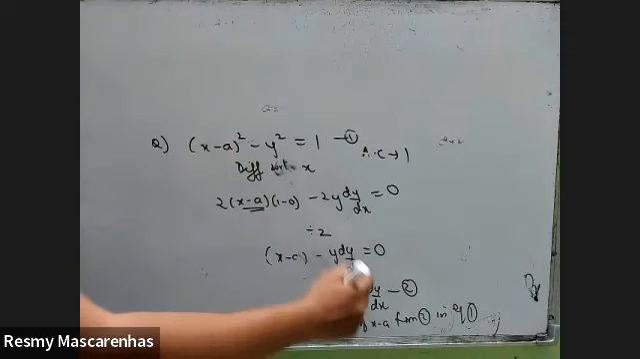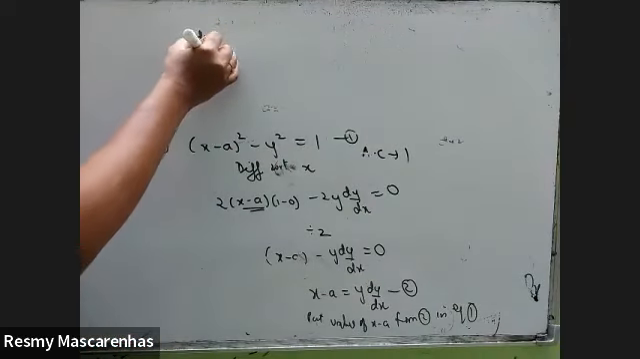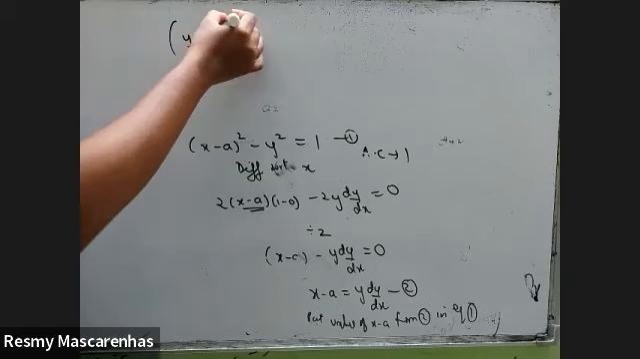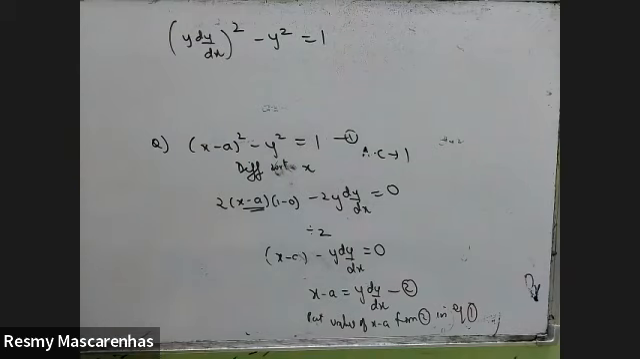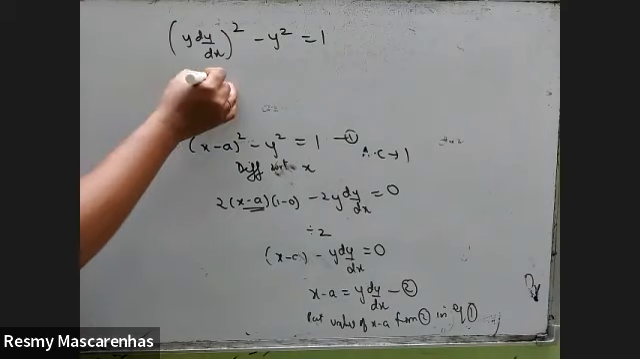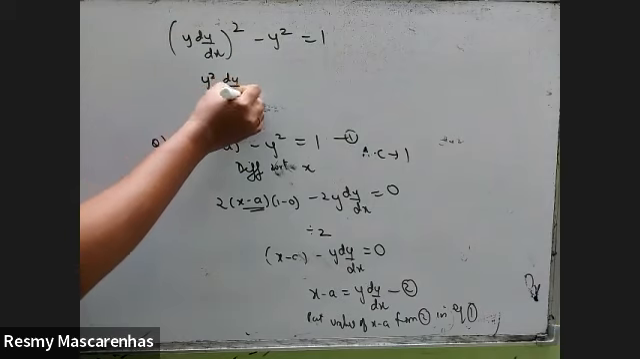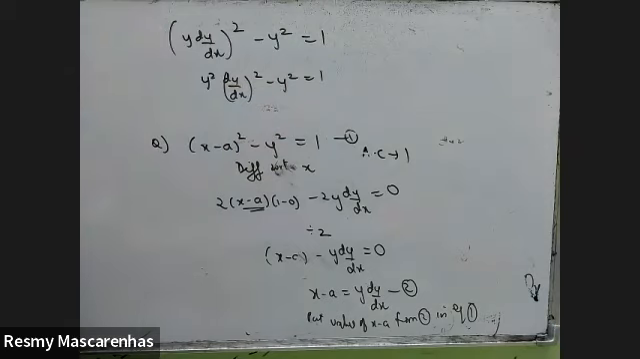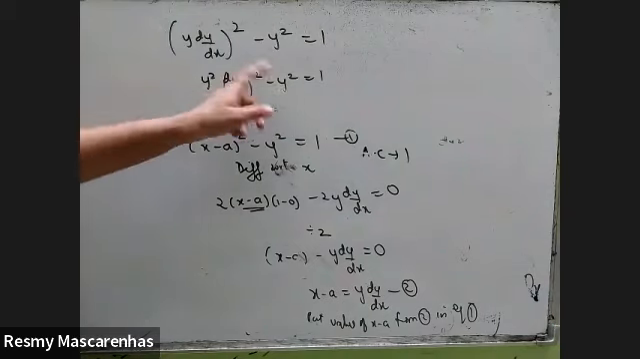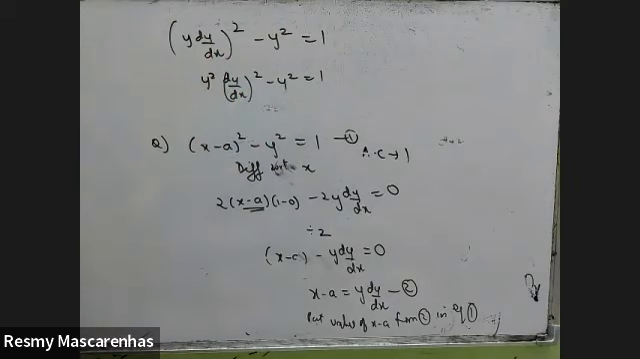What is x minus a? y dy by dx. There's a square term. This is the answer. If you want, you can take out y square common also.